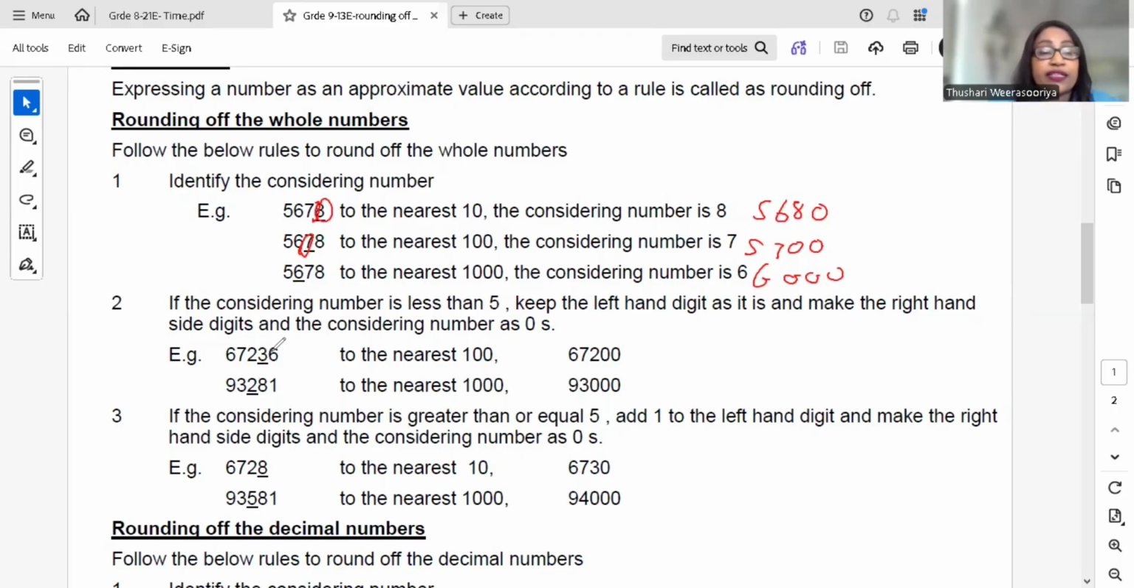Now we'll see how to get the rule. Now you identify the considering number. 3 is less than 5, so you don't add anything, or you don't subtract. Just keep it as it is. You don't add anything. Now look at this number. If the number is greater than 5, you add 1 to the front number, like I did earlier. We consider 5 also as a greater than number. Then you add 1 to the number, that is 94,000.